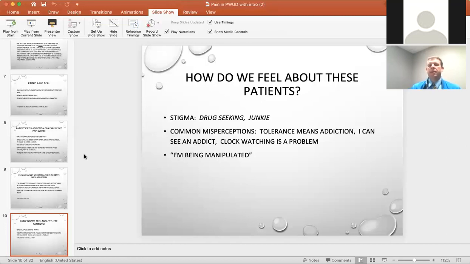And a lot of these things are not true. They may be true, but they are not universally true. So a lot of the time we don't feel great about taking care of these patients. Sometimes it's really out front, but usually it's a sort of undercurrent of some bias that we may not even realize. So we should try to be mindful of that as we start to take care of these patients. The next slide.